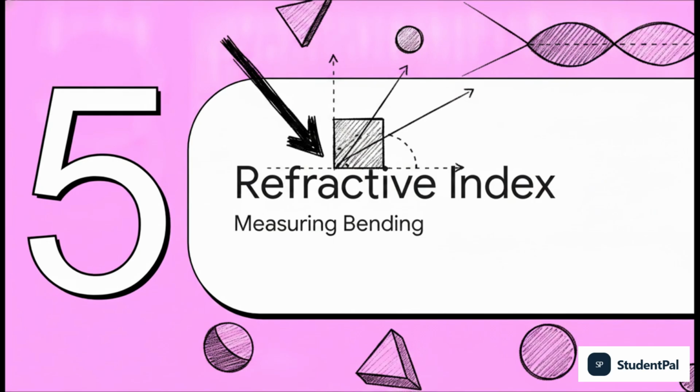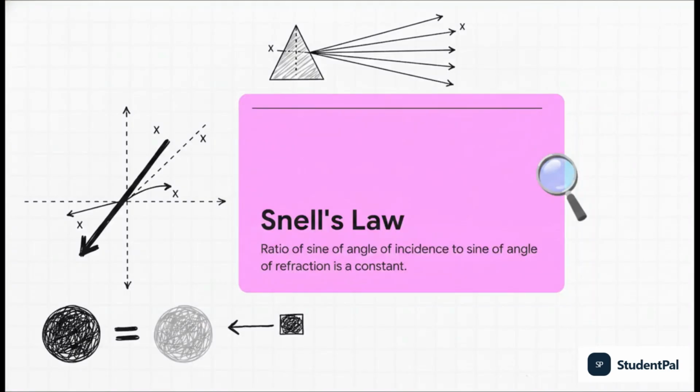That brings us perfectly to part 5, the refractive index. We know light bends, but in physics, we need to know exactly how much it bends. And for that, we use a vital mathematical concept called the refractive index. Just like reflection, refraction plays by strict rules. The incident ray, the refracted ray, and the normal all sit on the exact same plane. But the second rule? This is the game changer, Snell's law.